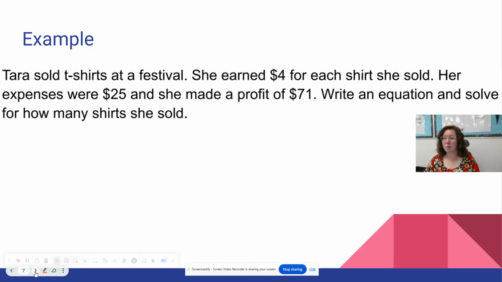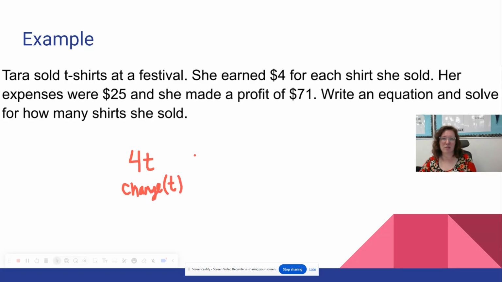Okay, our next example, which is the last one on this page in our notebook. Tara sold t-shirts at a festival. She earned $4 for each t-shirt that she sold. So I'm going to write 4T. That's our change. The amount of money is changing every time she sells a t-shirt. And it could have been X, but that's fine.